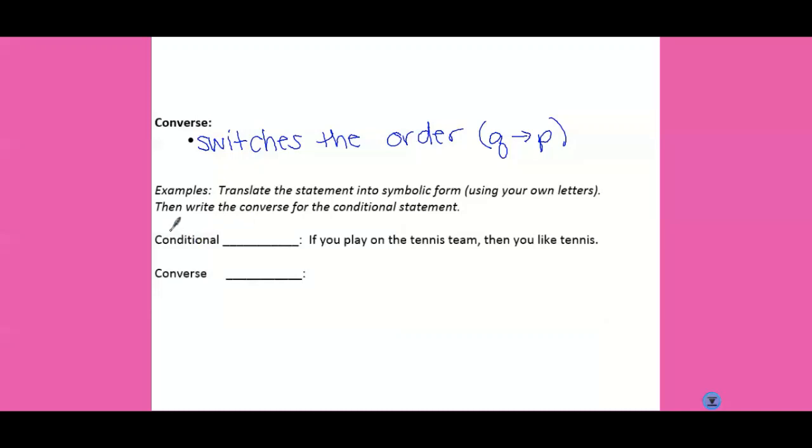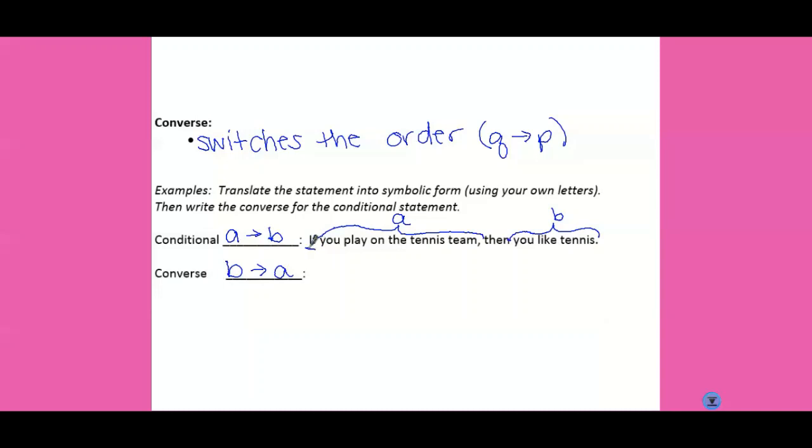So translate the statement into symbolic form, then write the converse for the conditional statement. So if you play on the tennis team, then you like tennis. Let's start with our hypothesis, which we'll just use A, and make our conclusion B. So our symbolic notation would be A, then B. Our converse would have to be B, then A.